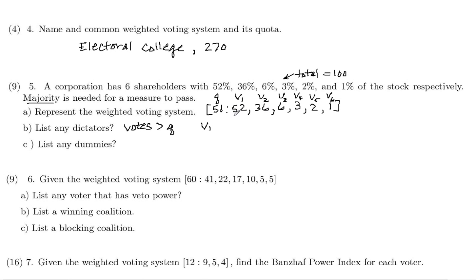Since we've got this dictator here, all these guys are dummies. They don't have any power. And that's kind of what a dictator means, that nobody else has any power. So the dummies here are going to be V2, V3, V4, V5, and V6. It doesn't matter what they do, they have no influence on the election. Even if they all get together in a coalition, they still can't pass a measure. Everything is on whatever voter 1 does.